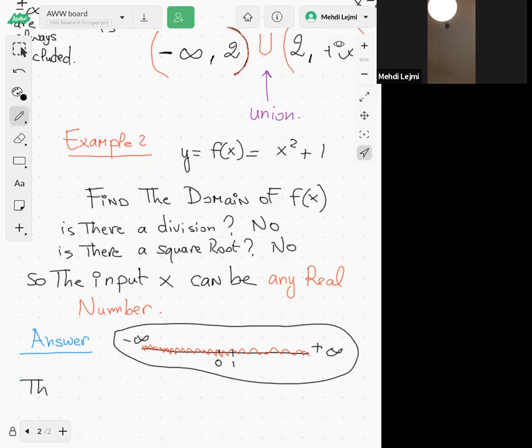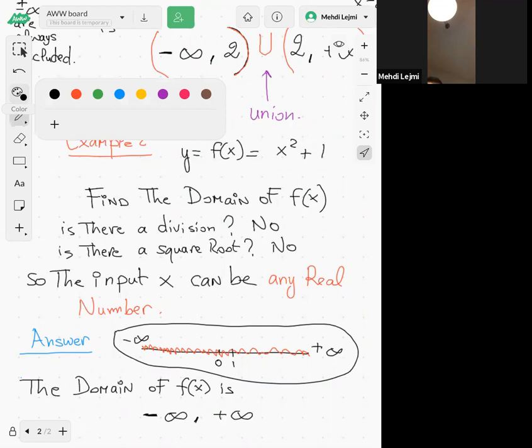In your test or in your homework, of course it can help, but what you need to write down in the answer is the following. The domain of f of x goes from negative infinity to positive infinity. And as I said, infinity, either negative or positive, is always excluded, so I'm going to use parentheses.